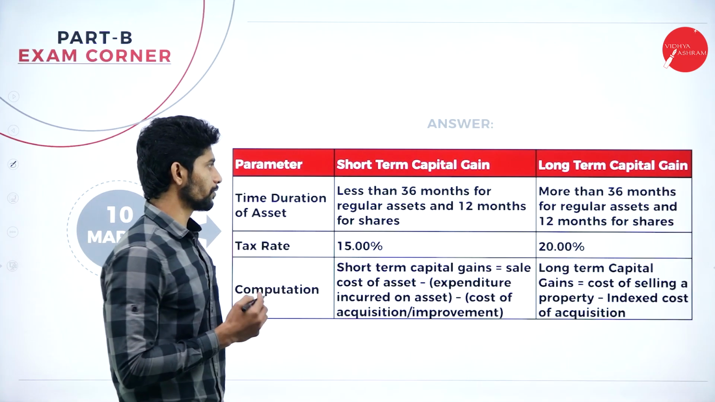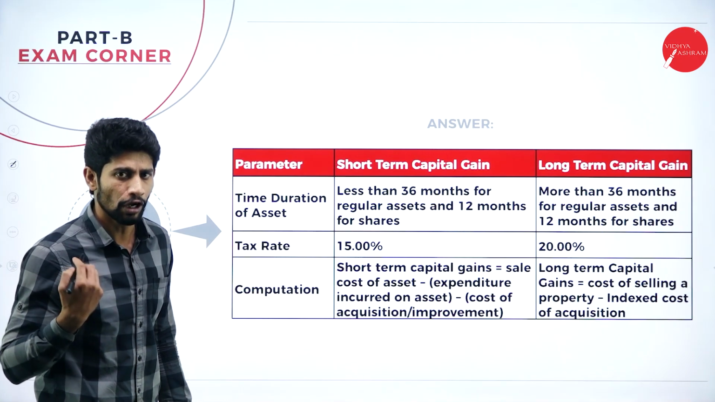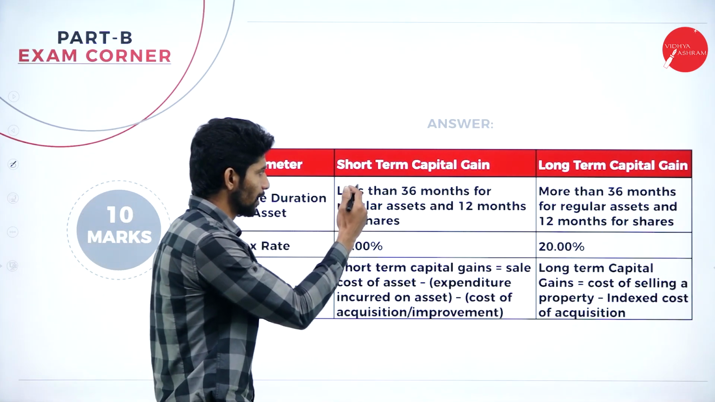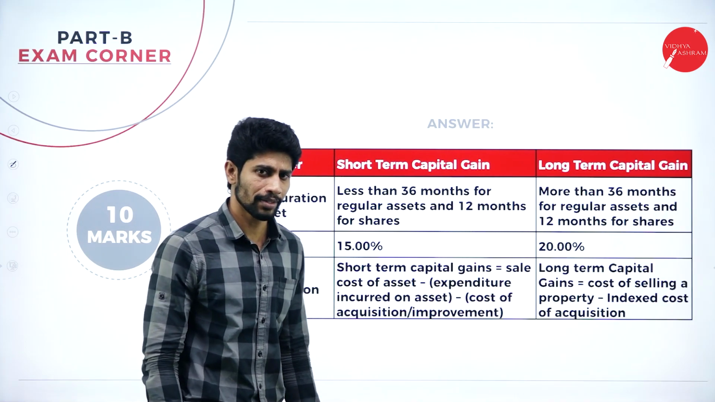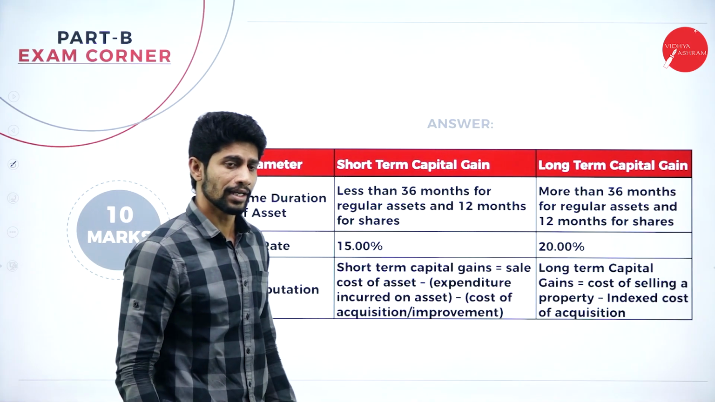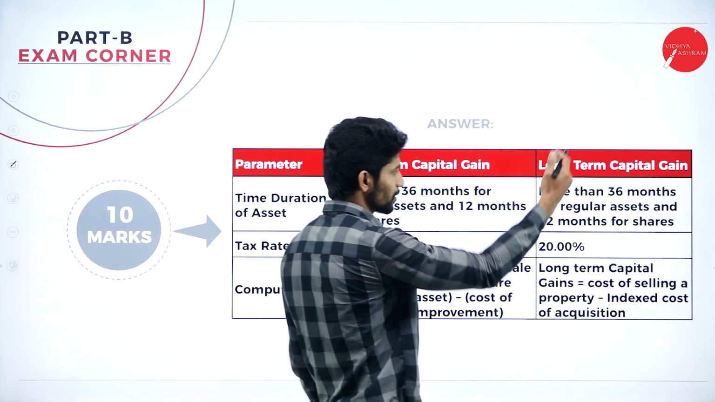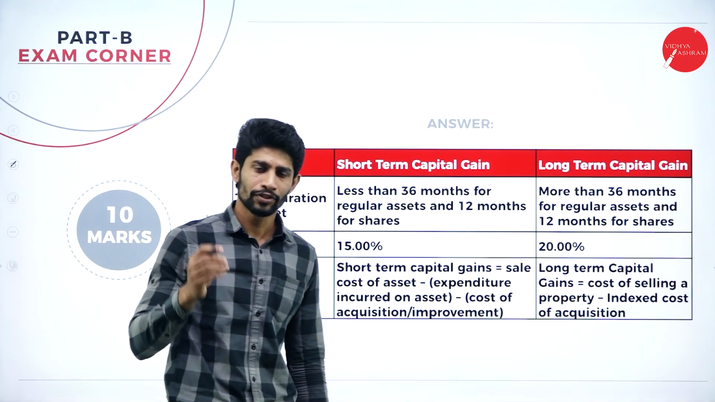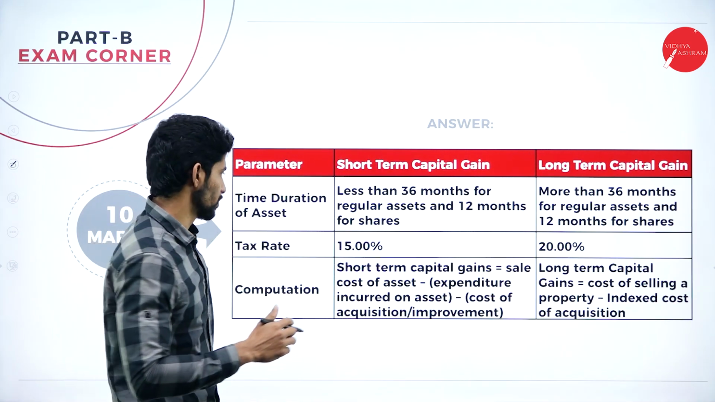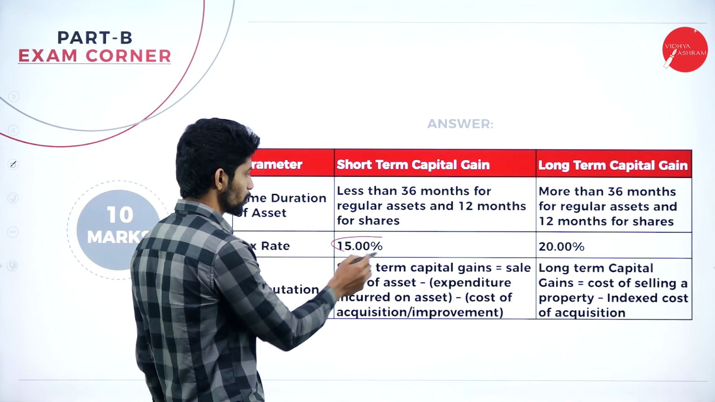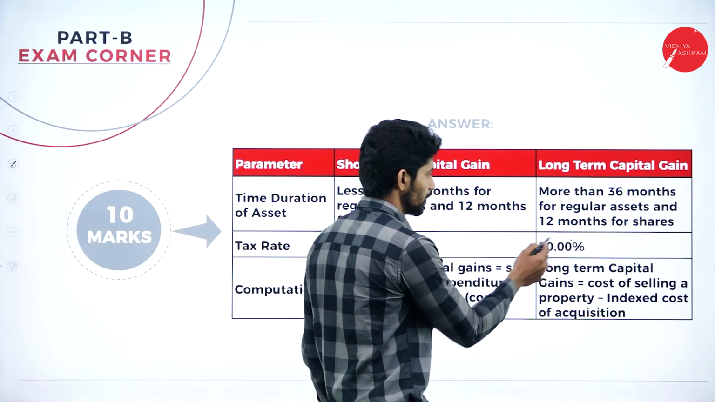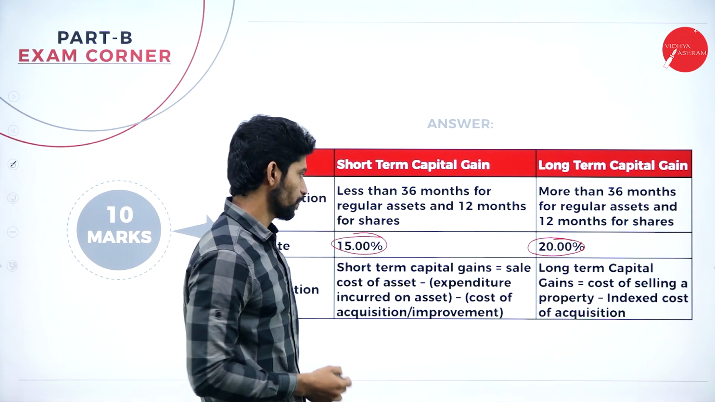So how to give the difference between the short term and long term asset? In short term, less than 36 months, it is called short term. With respect to shares, it is 12 months. More than 36 months, it is called long term. With respect to shares, more than 12 months. And the tax rate for short term is 15% and the tax rate for long term asset is 20%.